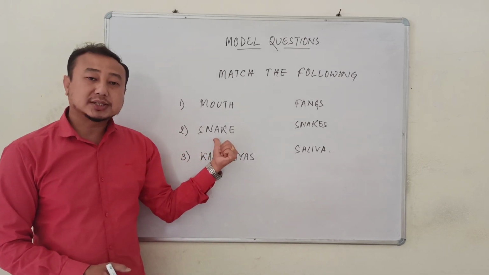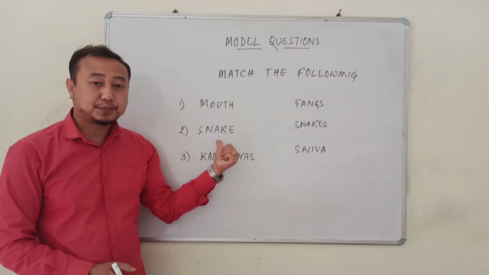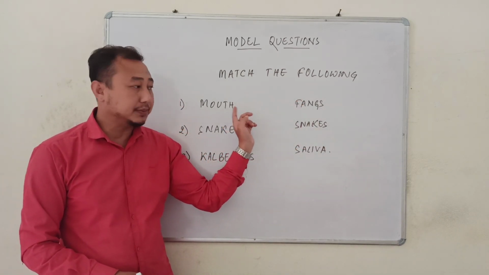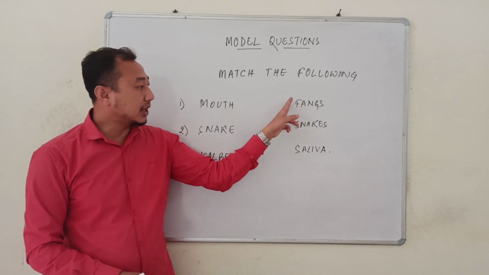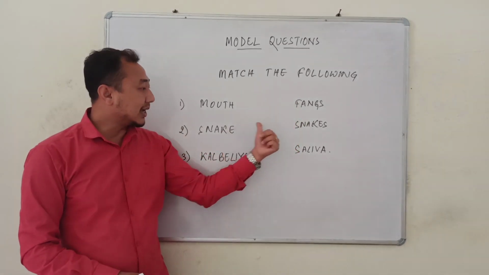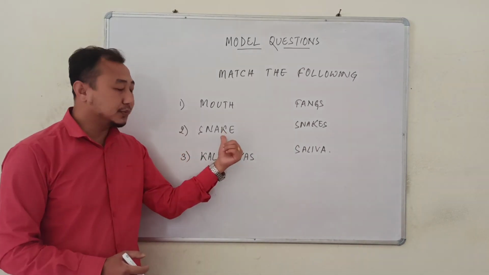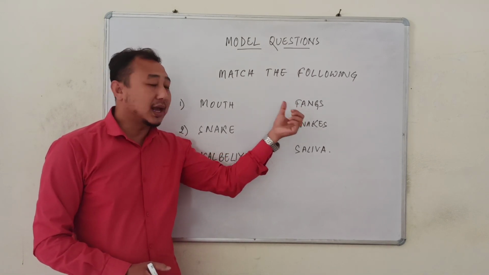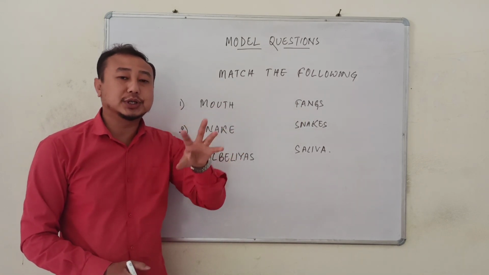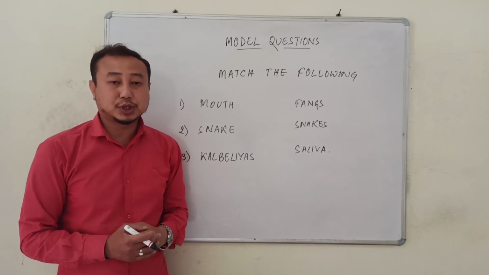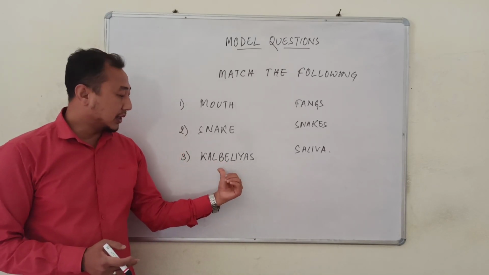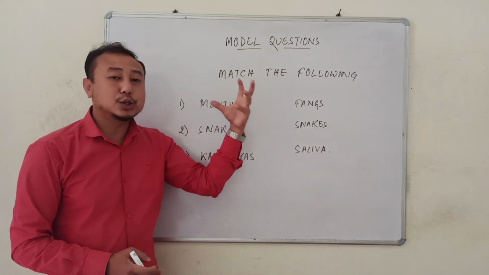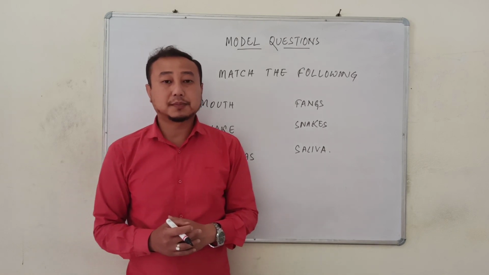For the second one that is given in column A, that is snake. Out of the possible answers, as saliva has already been selected for the first option, only 2 options are left. Those are fangs and snake. So snake and snake, it is not a matching one. So the possible option from the second column for the snake is fangs. As fangs are the teeth through which the poison of the snake is released out of the body. So the last one is the cobra, which is related to the snakes. So in this way, you can give the answer of this match the following.